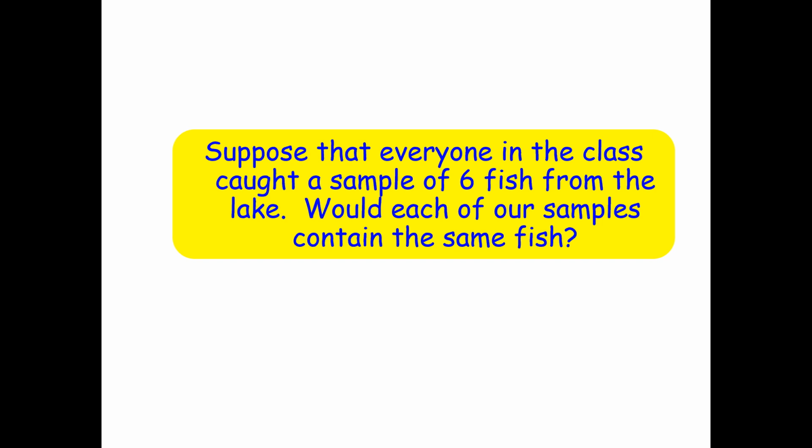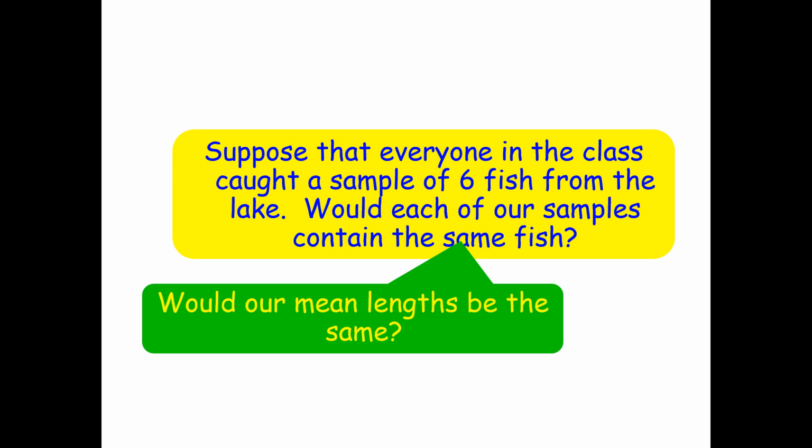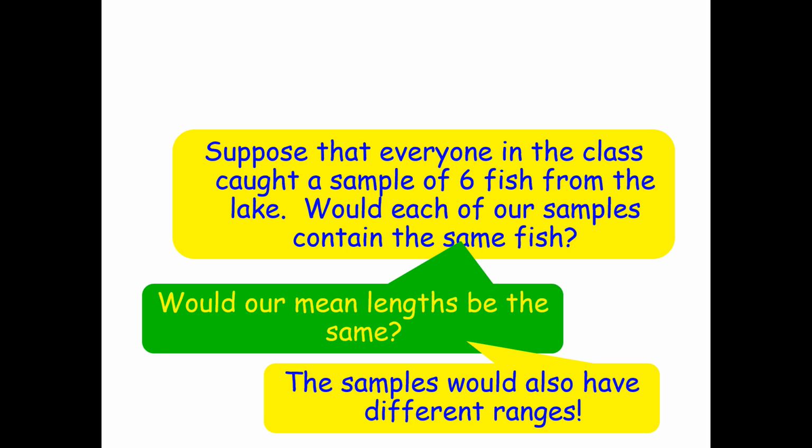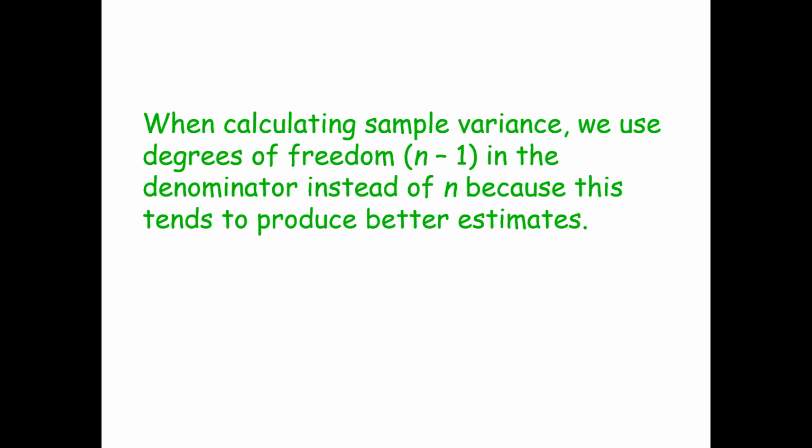Now suppose that everyone in the class caught a sample of 6 fish from the lake. Would each of our samples contain the same fish? Would our mean lengths be the same? The samples would also have different ranges. When we calculate sample variance, we use degrees of freedom, which is our n minus 1, in the denominator instead of n, because it tends to produce better estimates.